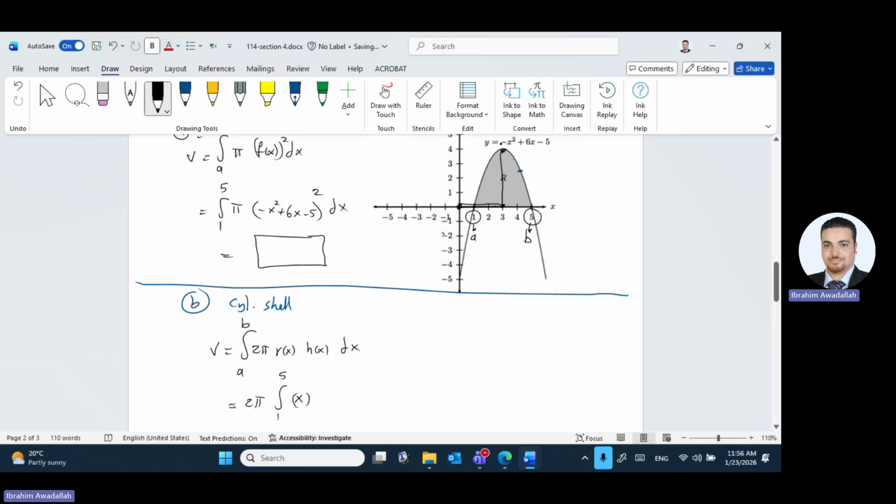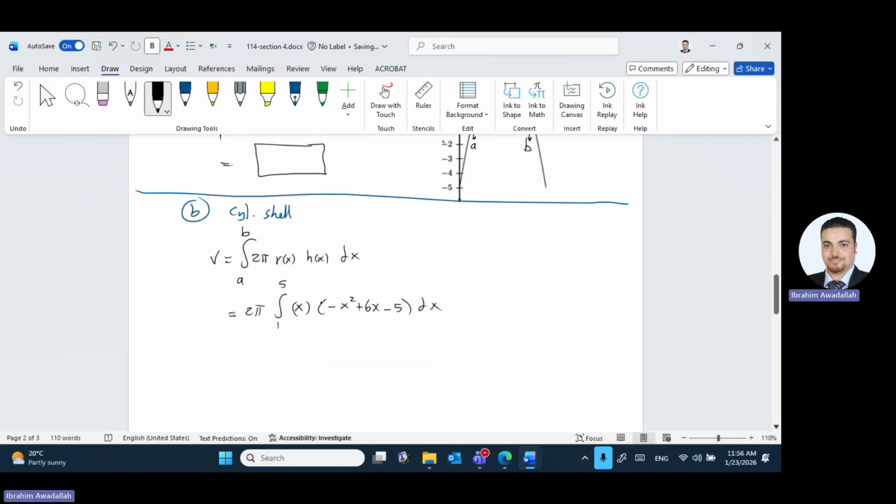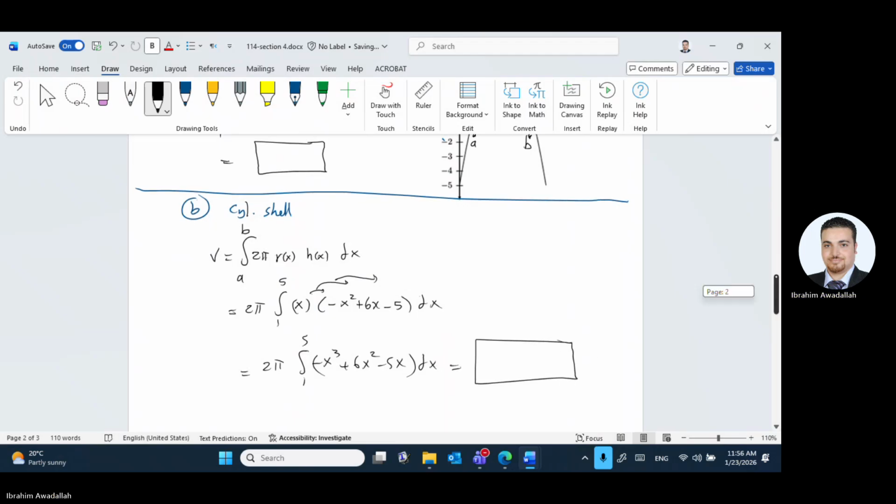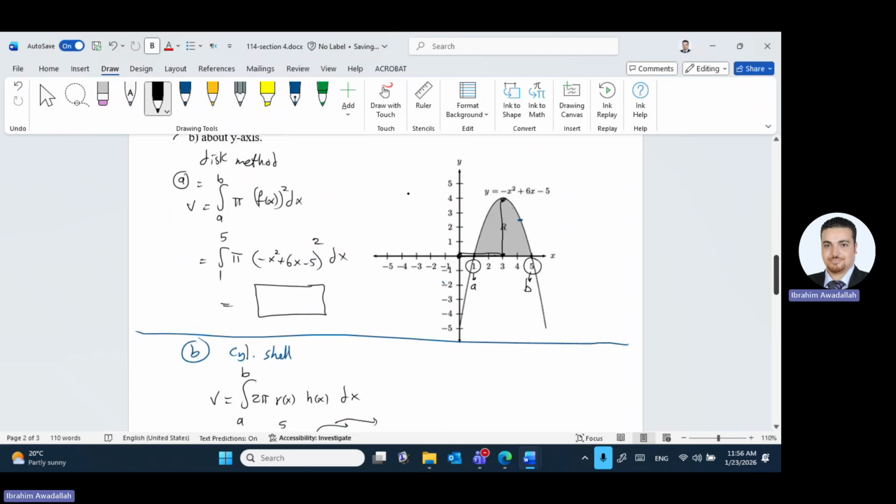The highest is the function f of x, which means minus x squared plus 6x minus 5 dx. Now we have integration, multiply this 6 here and here and here, or you can put it only in the calculator. 2 pi, the integration from 1 to 5, minus x cubed plus 6x squared minus 5x dx, and the calculator will give you the final answer. I hope everything is clear.